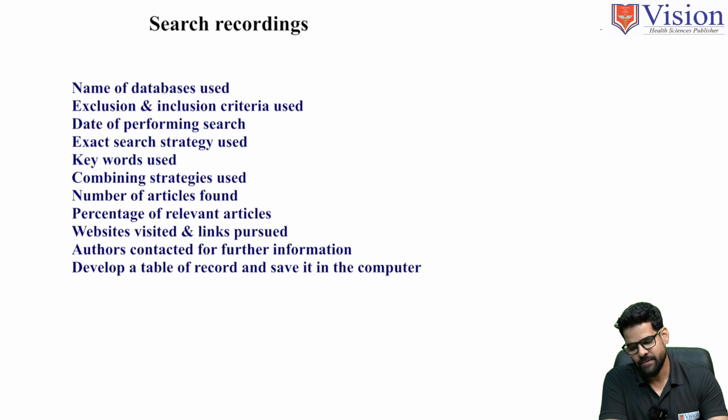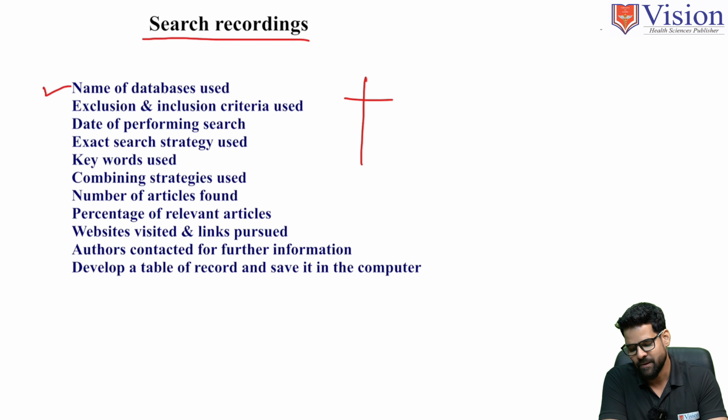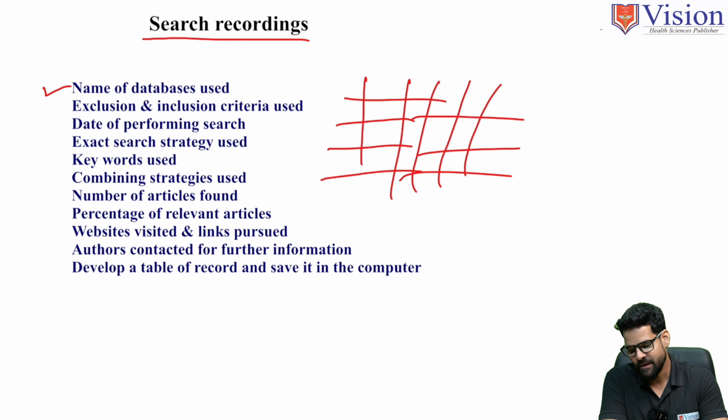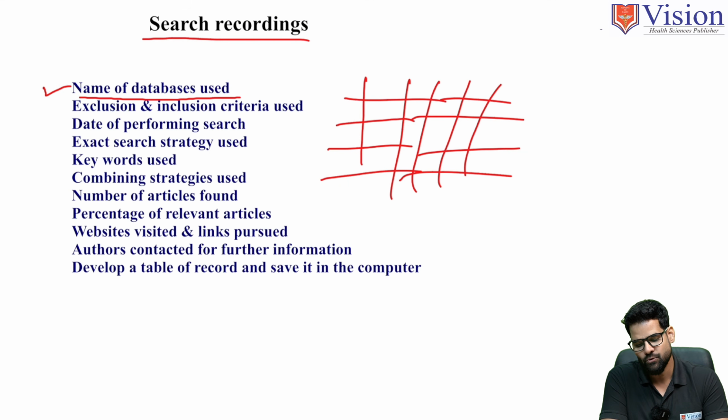So what is the next step then? Search recordings. What do you need to record? Just record the name of the database which you use. You can make a simple table like that. Even though we are not making these tables, because we already have many reference management software like, as I said, Zotero. But if you want to do it manually, then you can just name the database used.